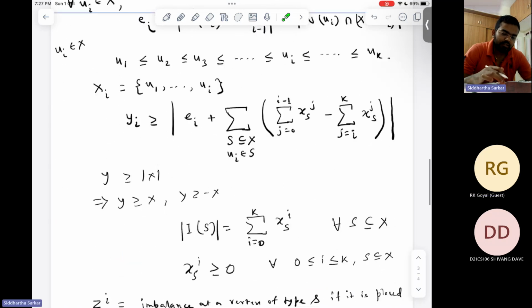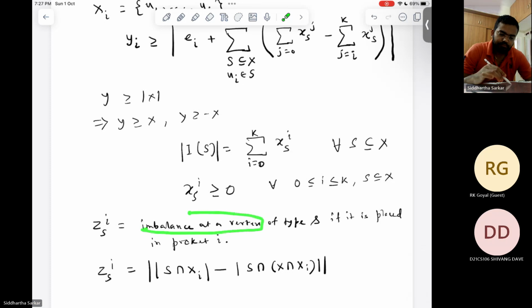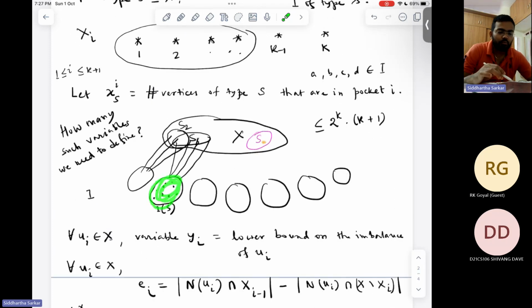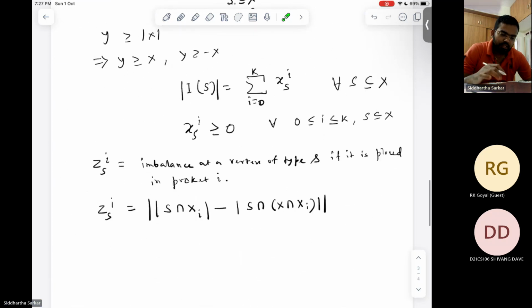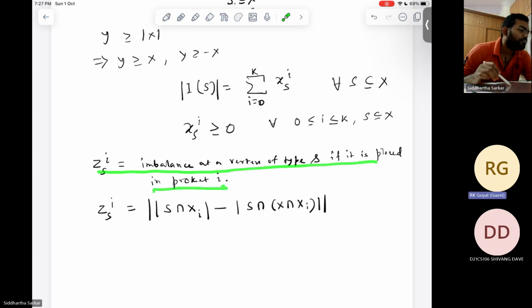That is defined with respect to imbalance. The imbalance of the type S if it is placed in pocket I. Yes. All those vertices which are of type S that are in pocket I. Out of the vertices which are of type S, look at this box. Some of them are in pocket I, not all of them. Maybe four of them are in pocket I. Now their imbalance is encapsulated by this variable. Yes, it's clear now. Fine, okay.